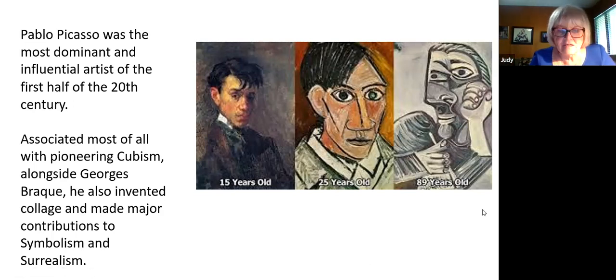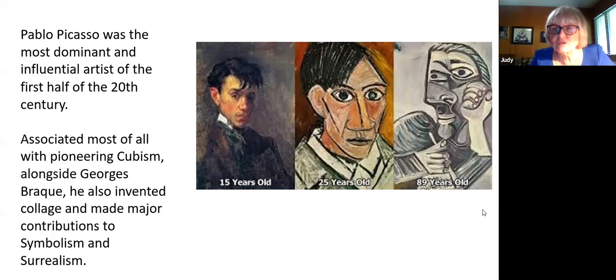So, Pablo Picasso was the most dominant, influential artist of the 20th century, and he is associated obviously mostly with pioneering Cubism along with Braque, and he also invented collage and made major contributions to symbolism and surrealism. And the next after Picasso, I think I'll do Salvador Dali, the surrealist, and if you have patience, I have one more. If not, we'll stop with that.